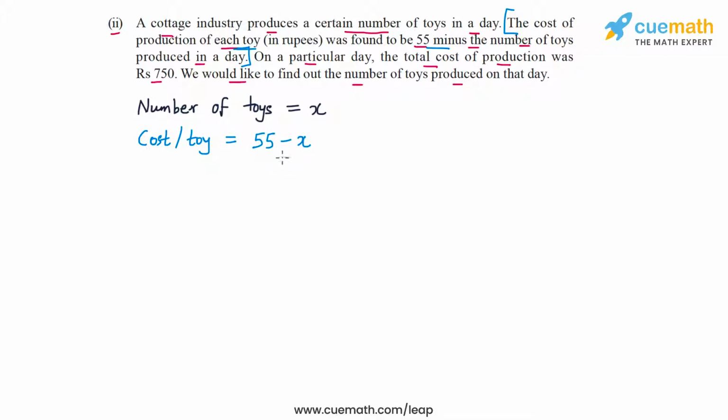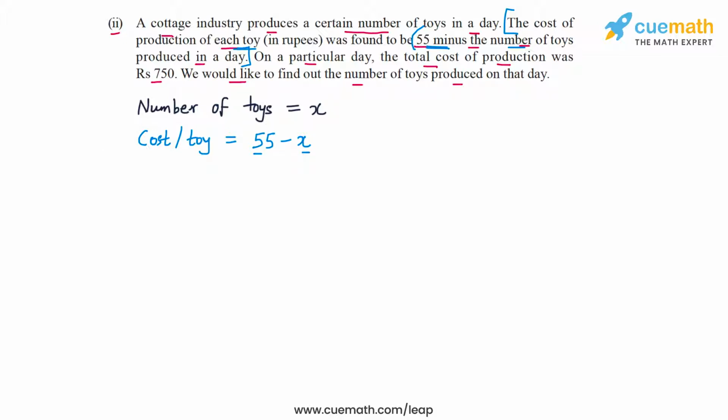You have to be a little careful in writing this expression, because I have seen many students write this as x minus 55 instead of 55 minus x. The problem statement clearly says the cost is 55 minus the number of toys. So 55 comes first and then x comes.